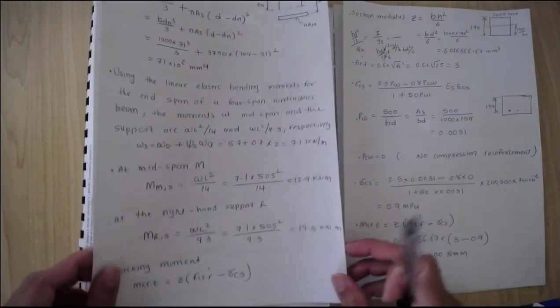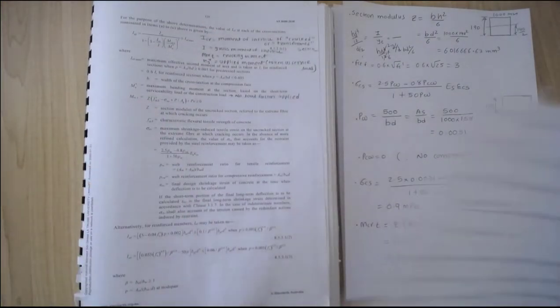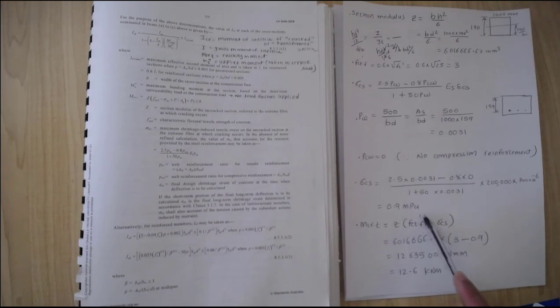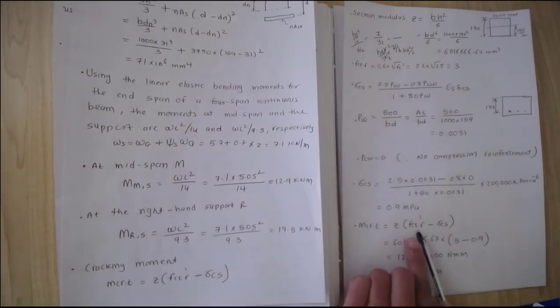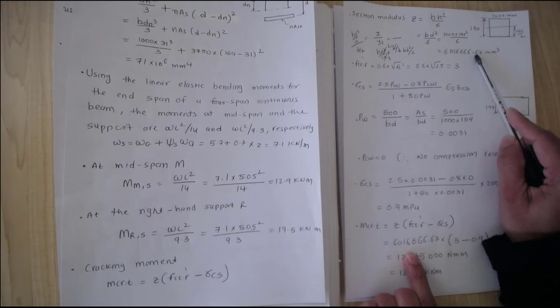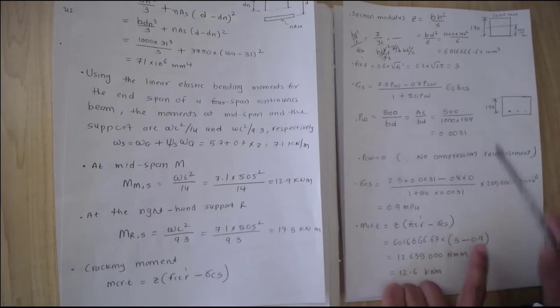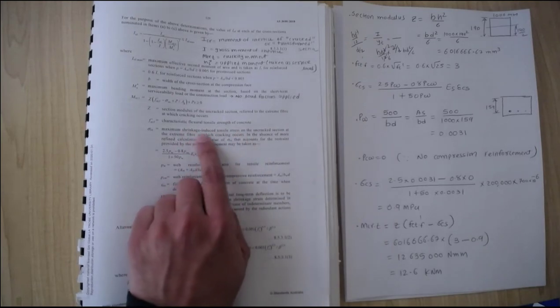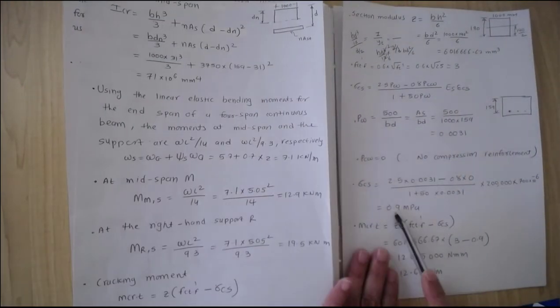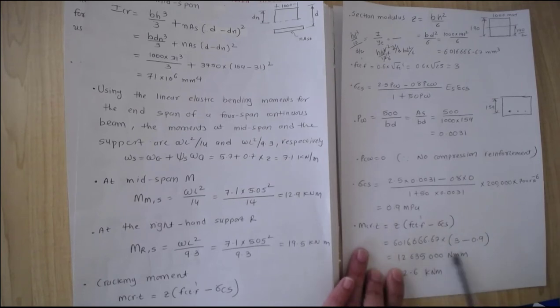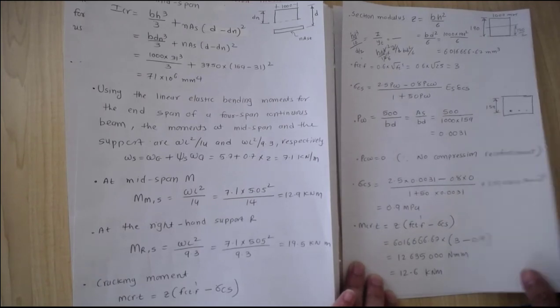Now we can use these cracking moment equations given here, Z bracket f'ct.f minus sigma cs. The section modulus we just calculated, the tensile strength is 3 megapascals, minus the maximum shrinkage tensile stress, which is 0.9. If you use your calculators, you will get 12,63500 newton millimeters. We need it in kilonewtons, so divide by 1000, that will give me 12.6 kilonewton meters.